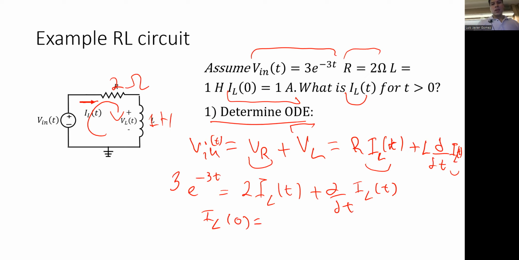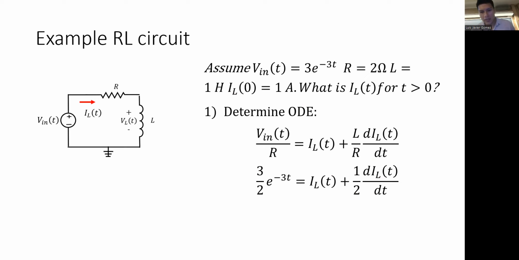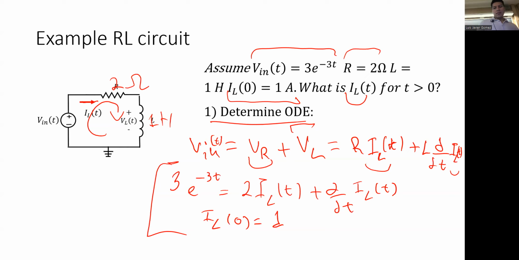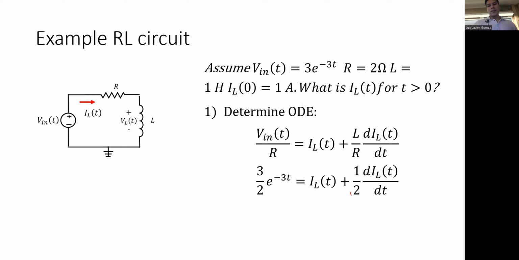At this point, this is a math problem. It's no longer a circuits problem. You just need to be able to do the arithmetic for this, and we have to apply the ODE solving techniques we just described earlier. All right, so determine the ODE. I divided everything by 2 in the next slide, so that's why it's 3/2 and 1/2 for the di_L/dt. And so now we got this equation.